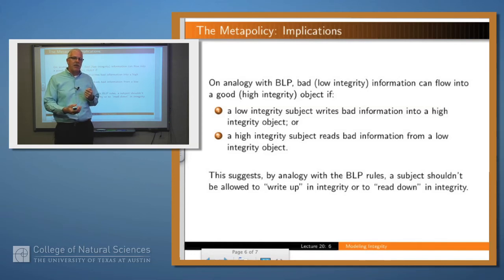And again, by analogy with Bell and LaPadula, recall that there were two ways that information could flow. In this case, low integrity information can flow up if a low integrity subject writes that information up, or a high integrity subject reads the information up. So the high integrity subject can pull the information up by reading. A low integrity subject could push the information up by writing. And that's what we want to avoid.